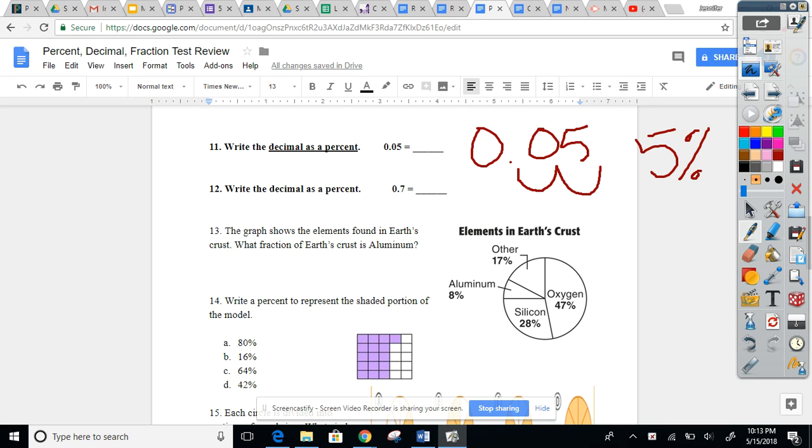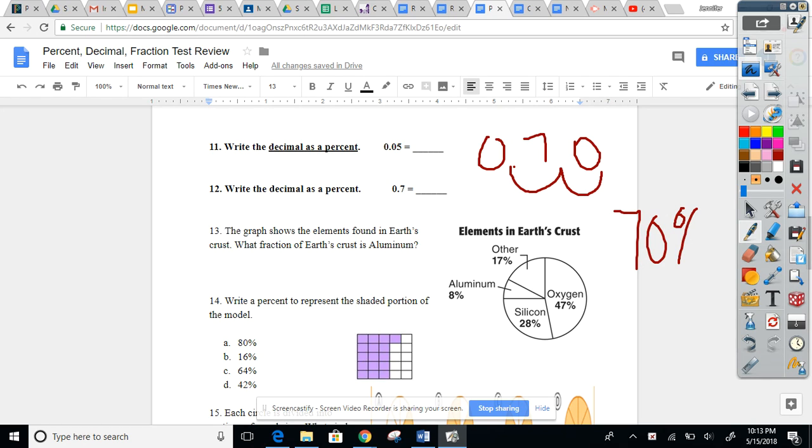So for number 12, you're going to do the same thing. And you might have to add a 0. So look, 0.7, I move it twice, 2 times, always 2 times. 1, 2. I don't have a 0 there, so I have to add it. That is not 7%, that is 70%. Okay.